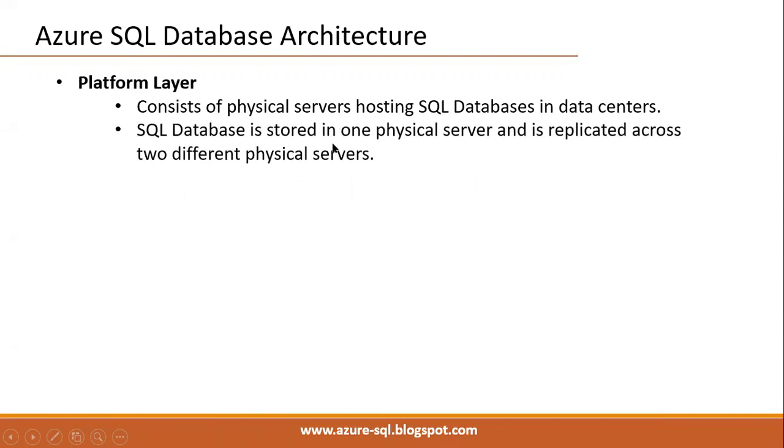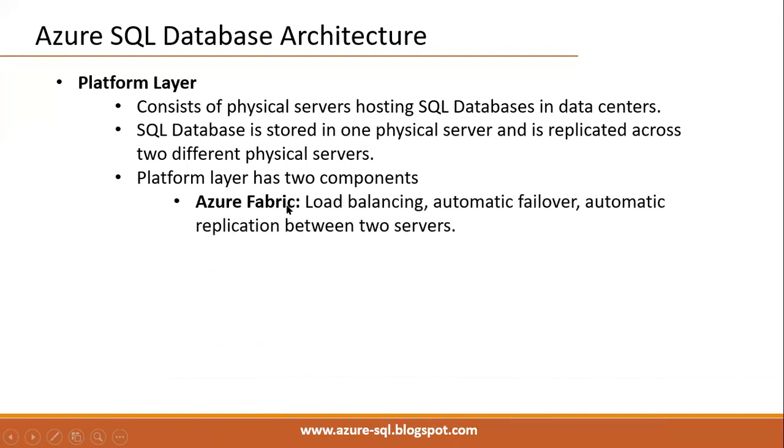Next, the platform layer consists of physical servers hosting SQL databases in data centers. A SQL database is stored in one physical server and is replicated across two different physical servers by default. The platform layer has two components. Just now we have seen Azure Fabric. Azure Fabric does load balancing, automatic failover, and automatic replication between two servers.